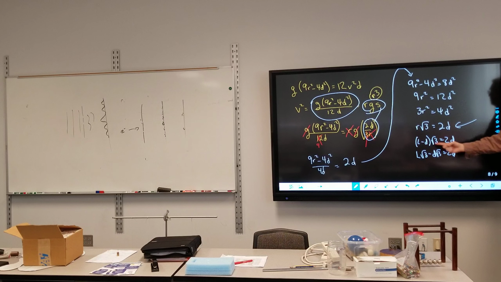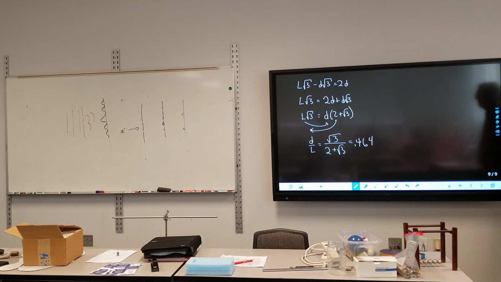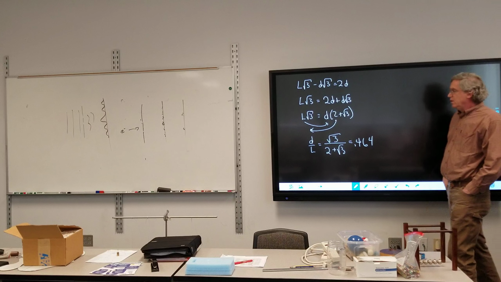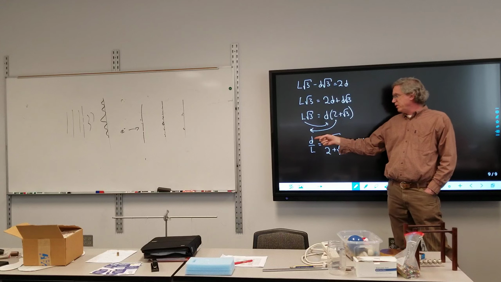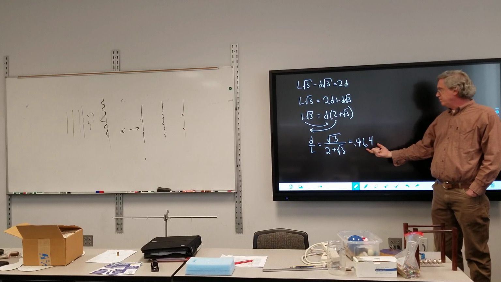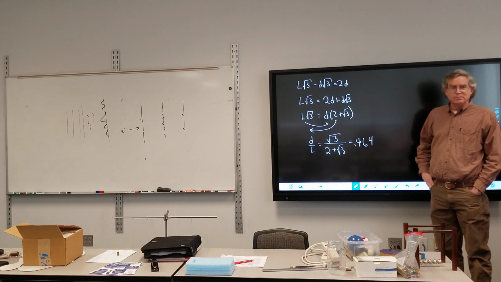Now plugging our L minus D in for R again. And then I want to get all the D's together, because ultimately I want the ratio of D to L. And so there we go. We end up with: it should hit the bar if the ratio of D to L is 0.464.